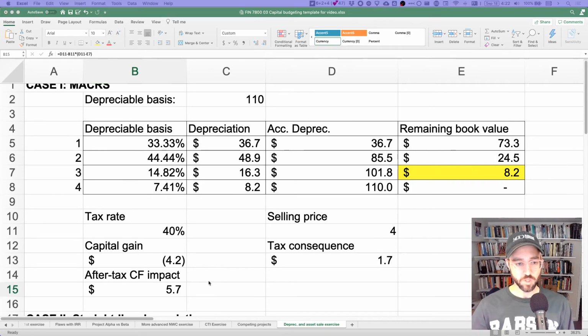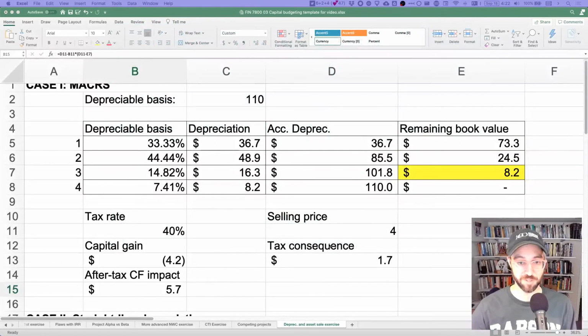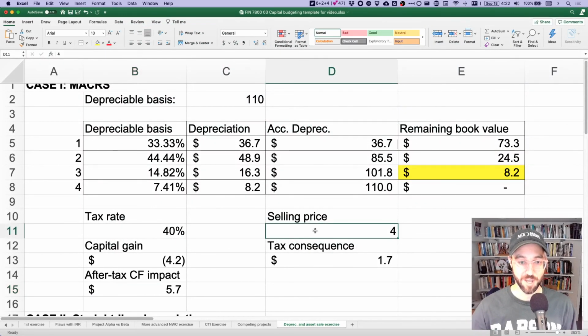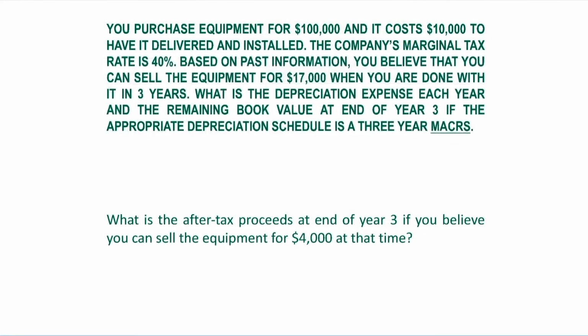Okay, so that gives us an idea how that example might look. If you sell it for less money, you of course receive less in proceeds. So that should always be the case. If they sell for $17,000, they're going to get $13.5. If they sell for $4,000, they're going to get $5.7. The tax consequence just makes the difference between the after-tax impact smaller than the difference in sales prices.